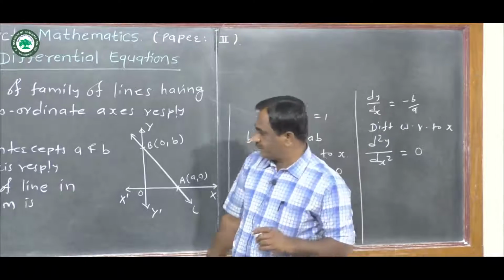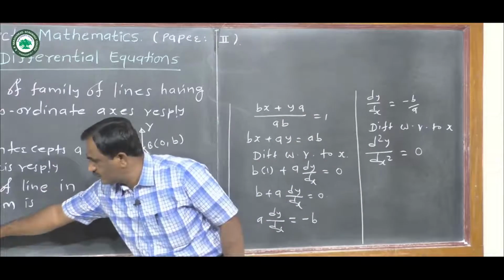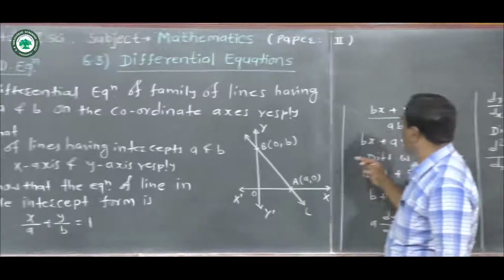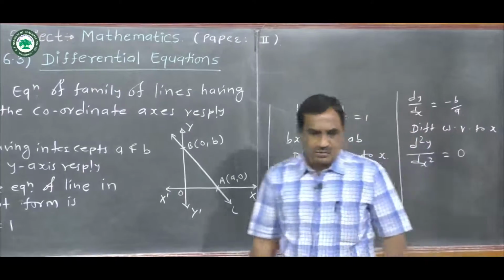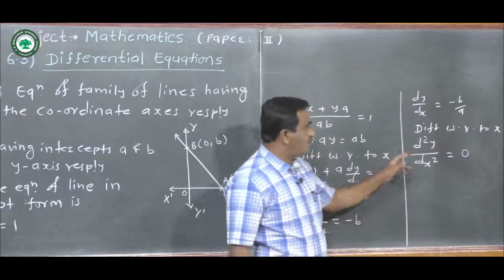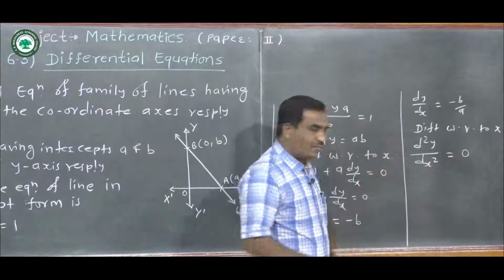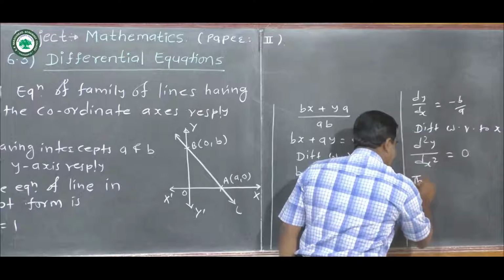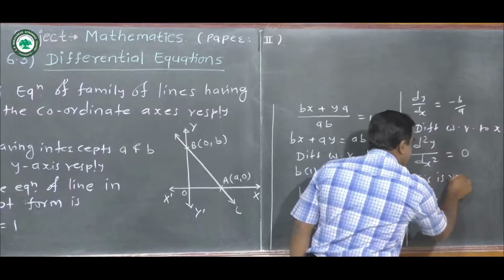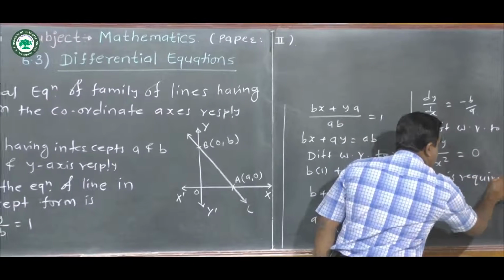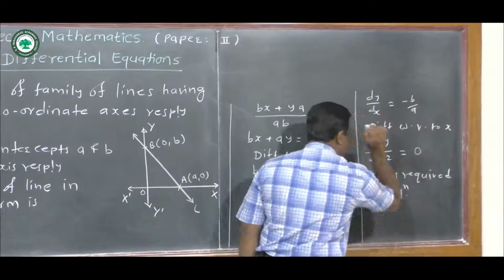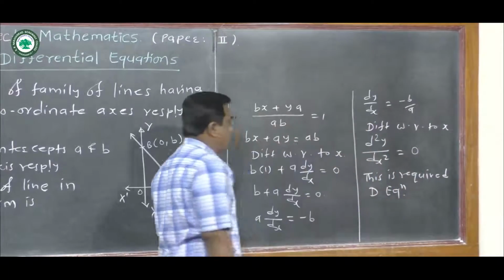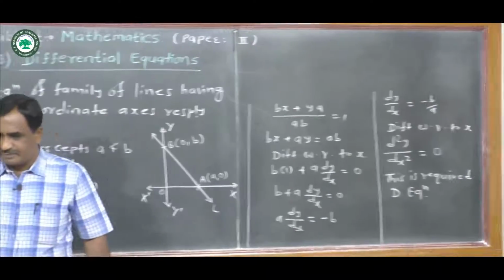Now, in the given relation, there are two arbitrary constants, a and b. Therefore, we have the differential equation of order 2. Therefore, this is the required differential equation. Okay. Now we see the next example.